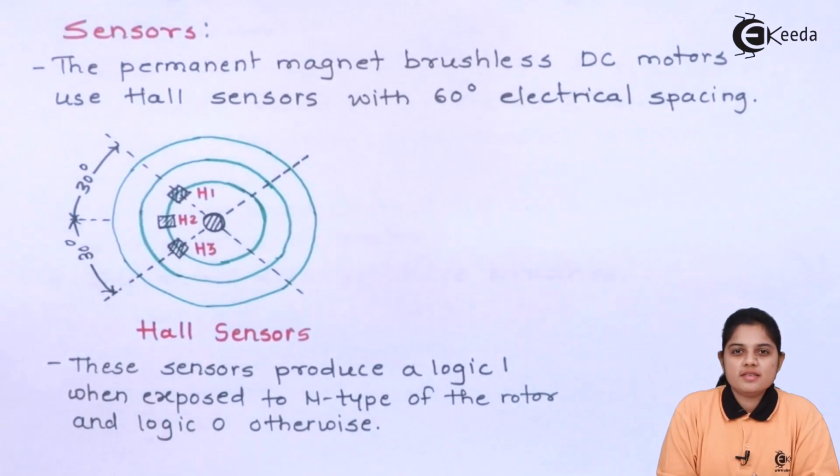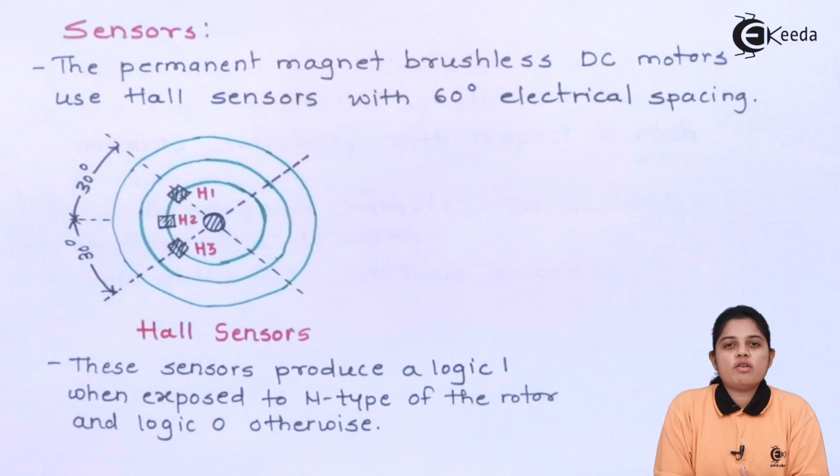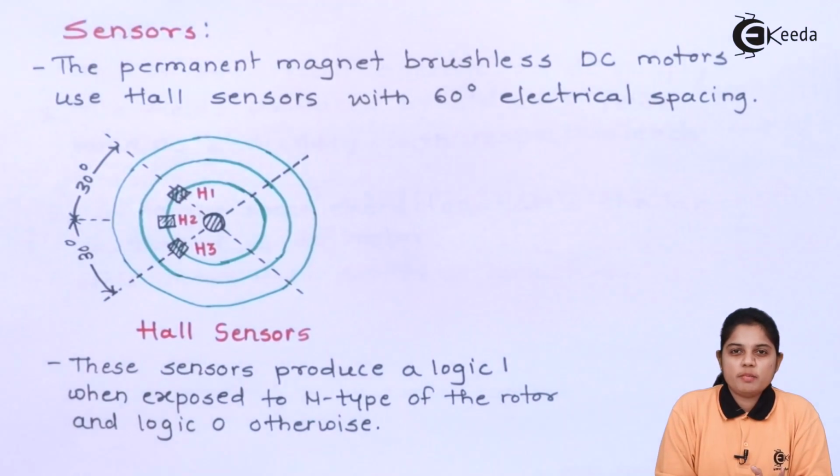This is how the sensors placed on the rotor will work, and they are always placed with 60-degree electrical spacings on a shaft. So the work of the sensor is to send some electrical parameter, and this electrical signal will define the position of the rotor.